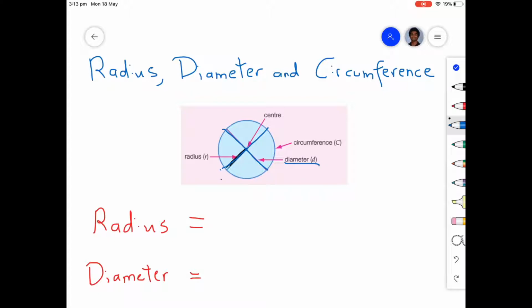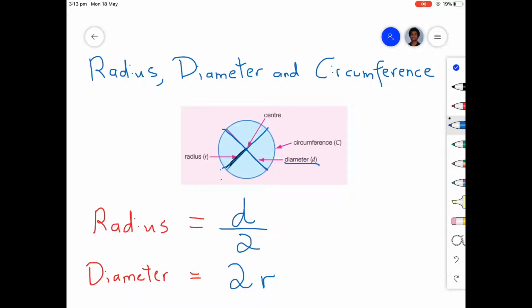So the general formula to calculate the radius, if you are given the diameter, is the diameter divided by 2, or half of the diameter. The opposite of that is if you are trying to calculate the diameter but you're given a radius, then the formula for the diameter is 2 times the radius, or 2r.